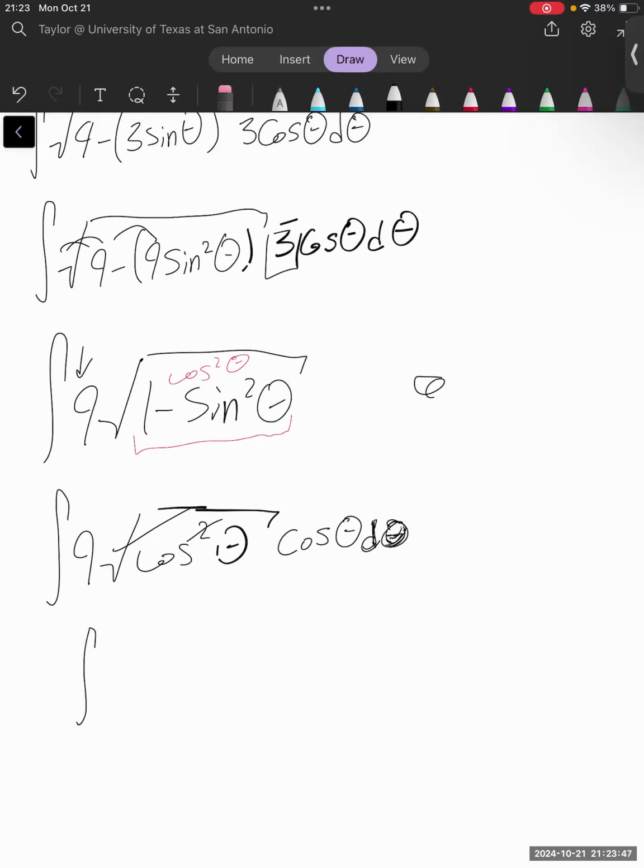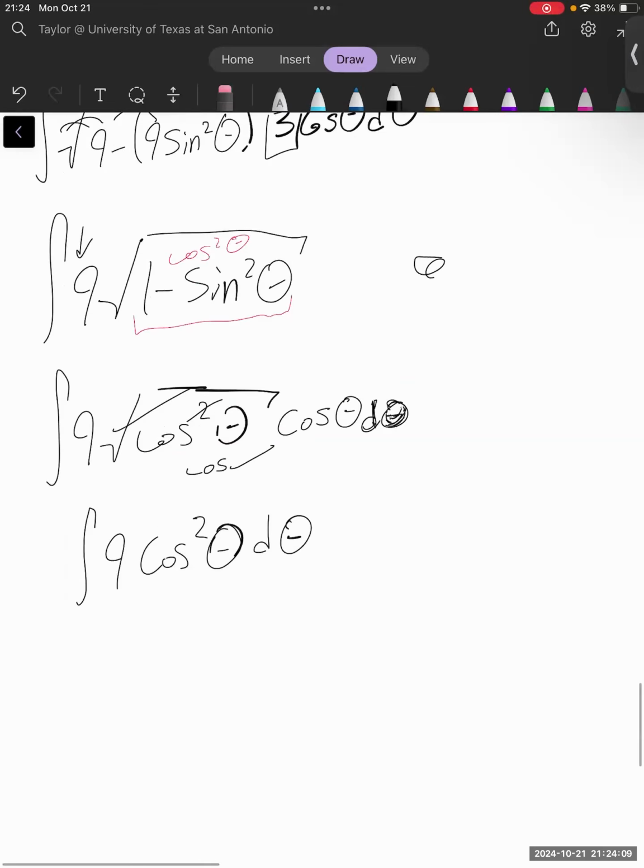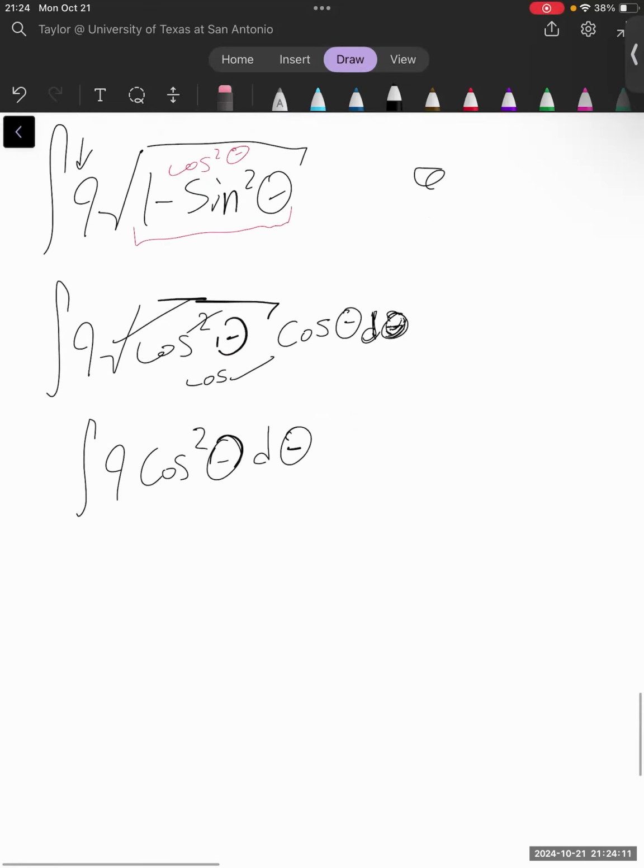Cancel. This gives me the integral of 9 cosine squared theta, because when I cancel this radical and the square, it leaves me with just cosine times cosine theta, which gives me cosine squared d theta. And then what we're going to do now is go back and substitute this expression for 1 minus sine squared theta.